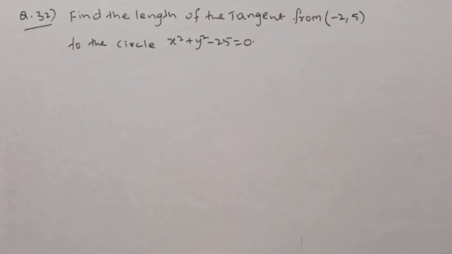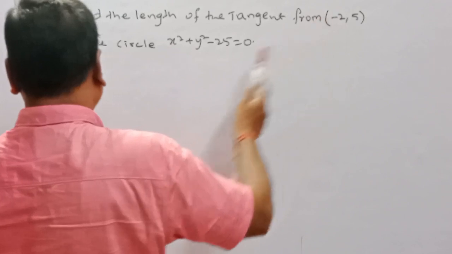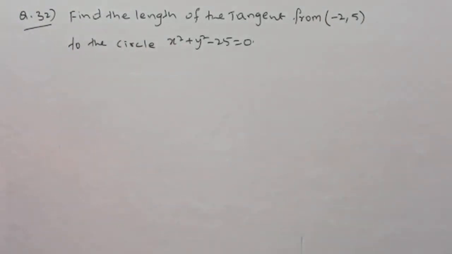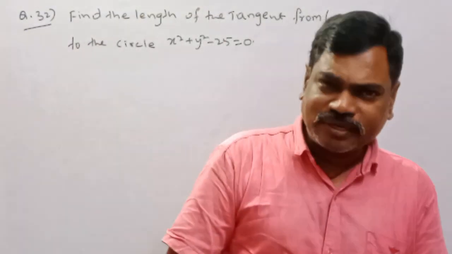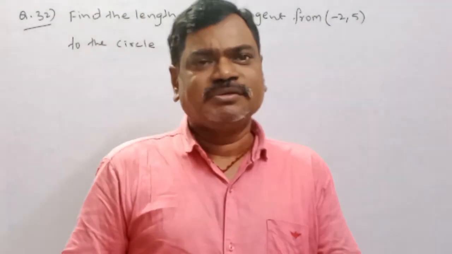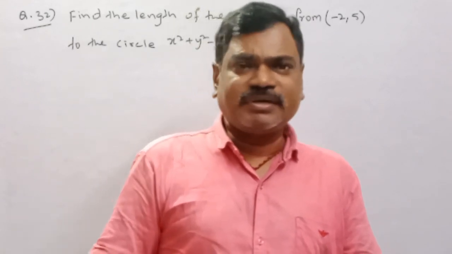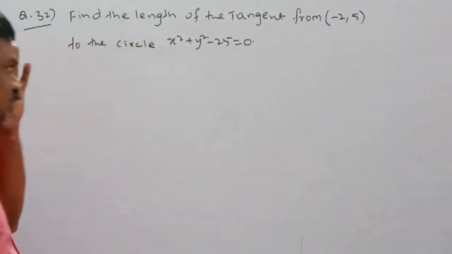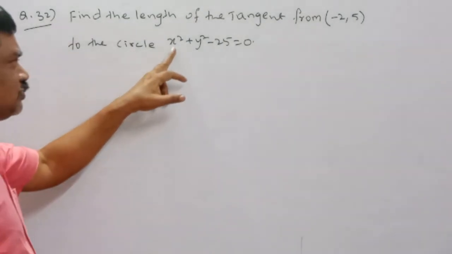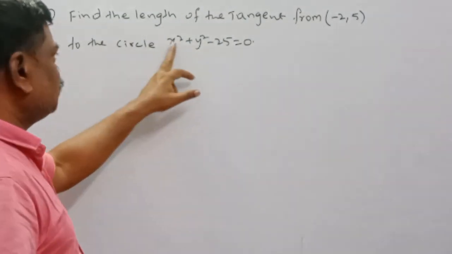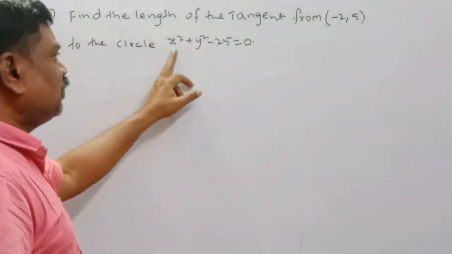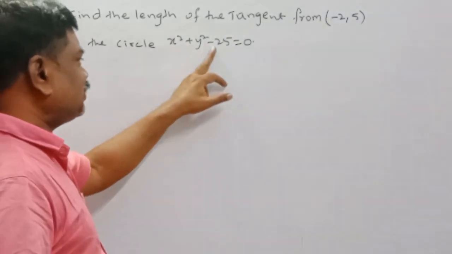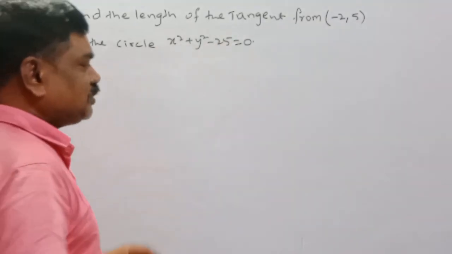One more problem from circles. Find the length of the tangent from (−2, 5) to the circle x² + y² − 25 = 0. Here we have the circle equation and the point is given. So we have to find the length of the tangent. Here you verify (−2)² + 5² = 4 + 25 = 29. 29 is greater than 25, so it is outside the circle.